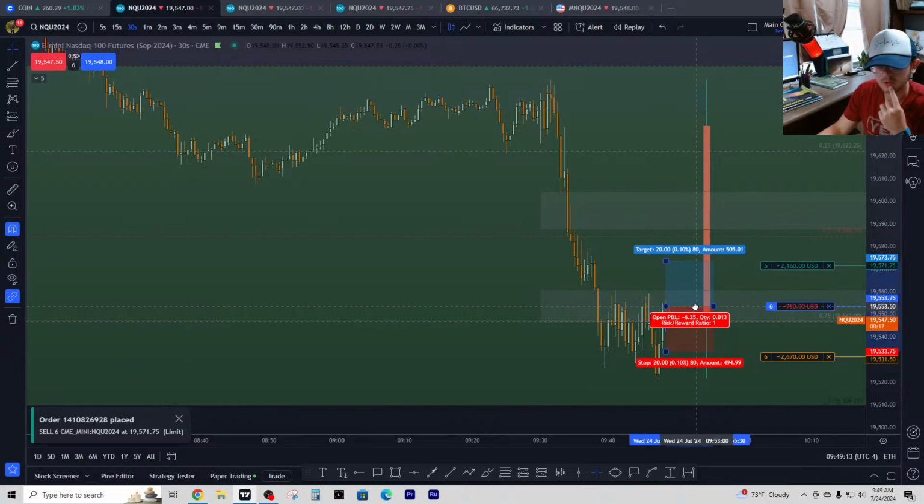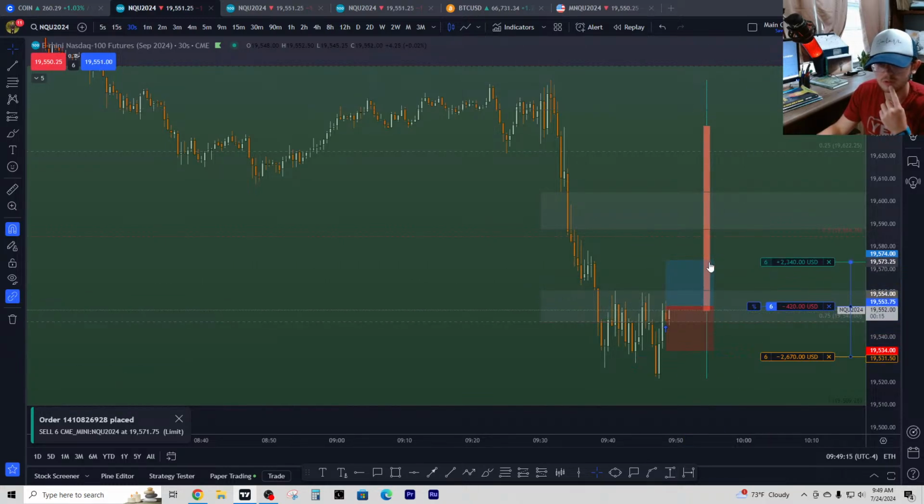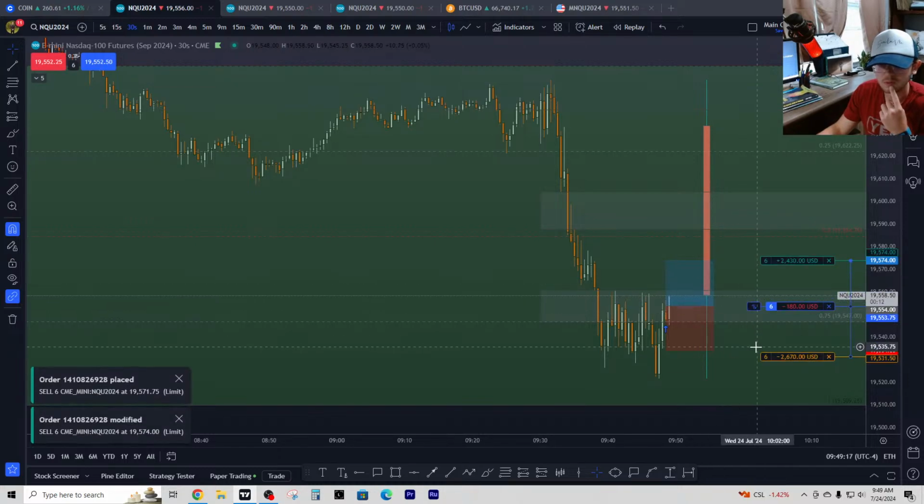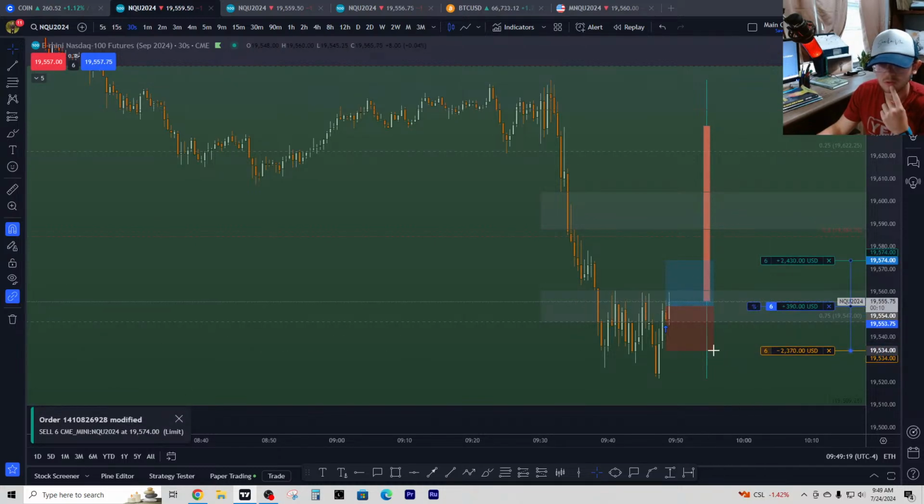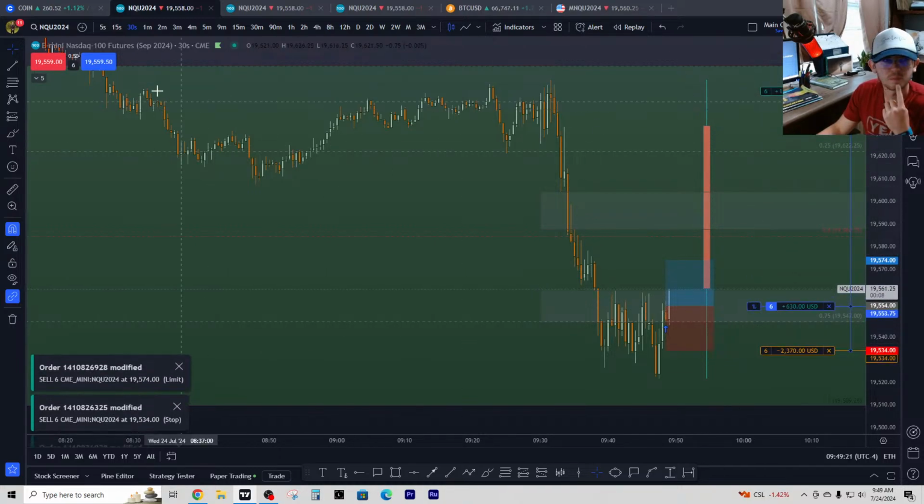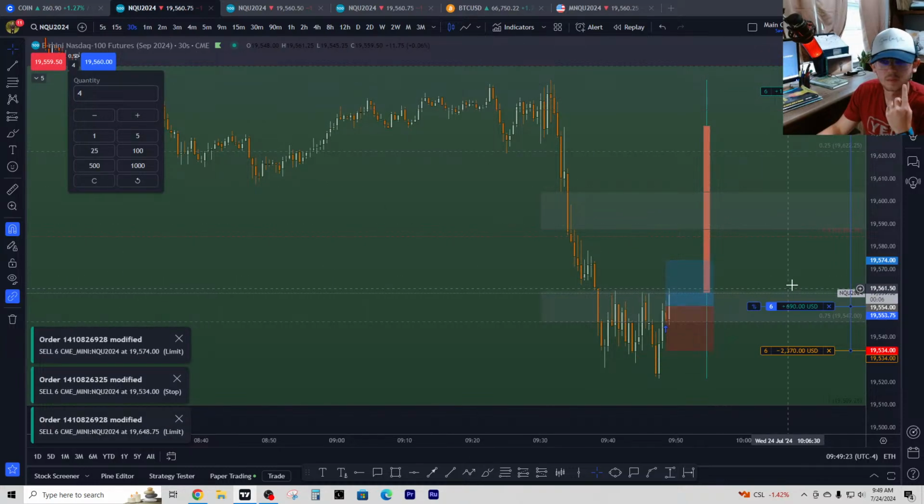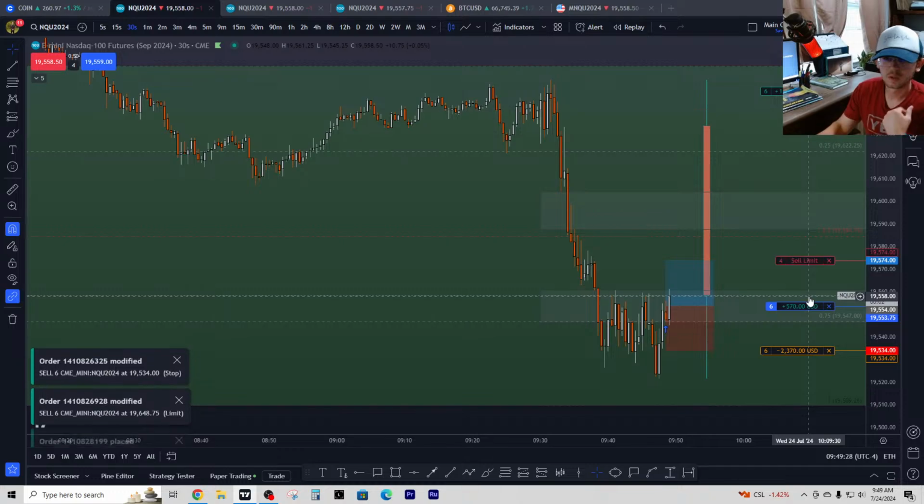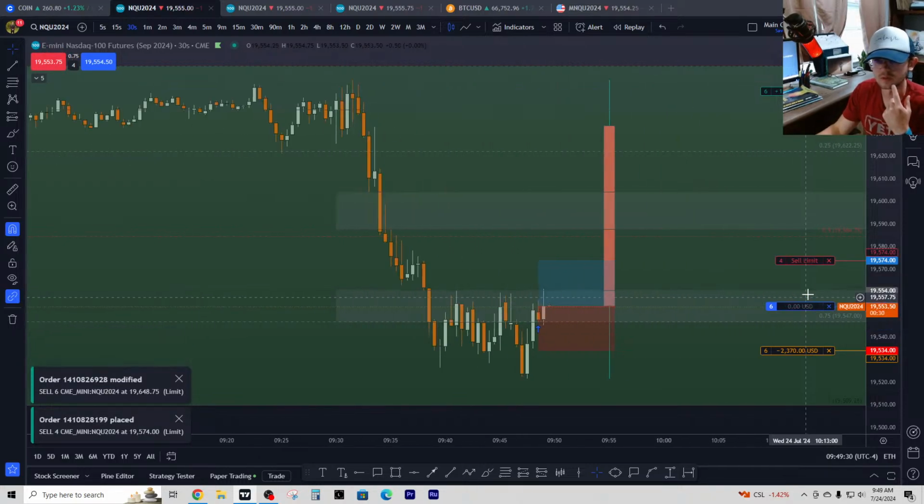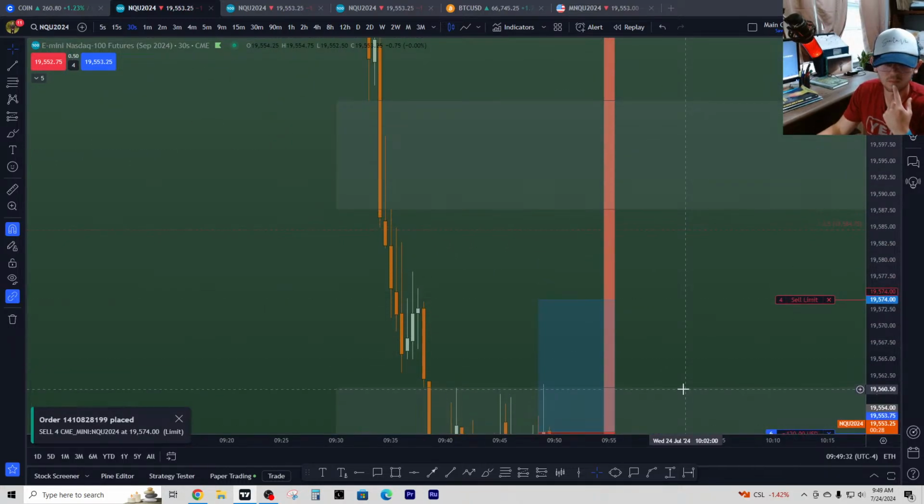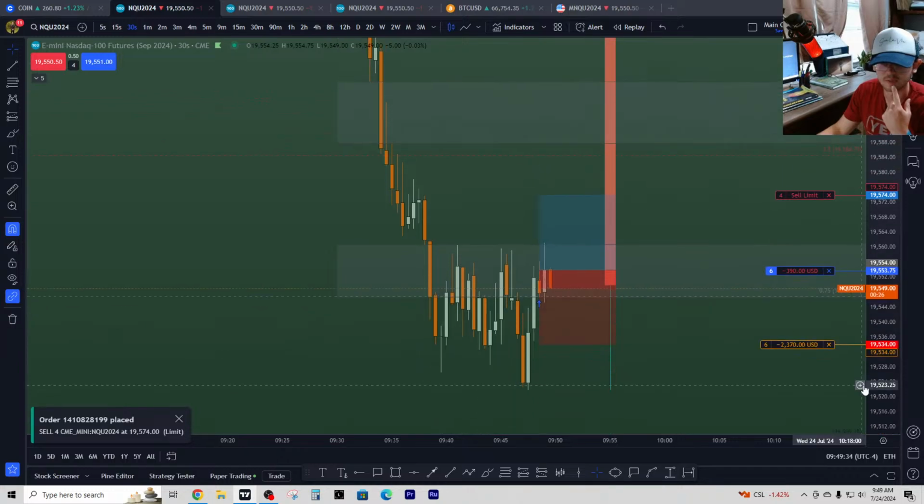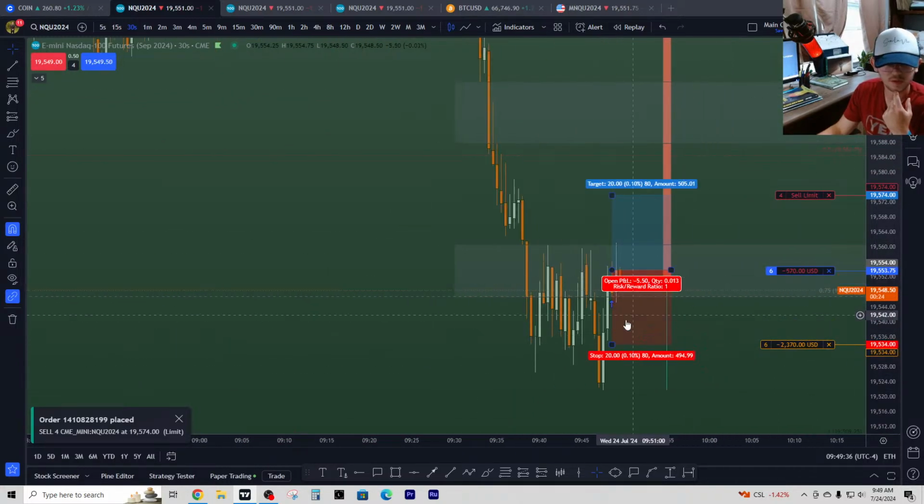So we have 20 points from entry, which would be right about there. Take 4 off at the high. Like, this is such a quick scalp too. So we just took out this high, so we'd have to move stops to break even. I didn't even get to do that yet.